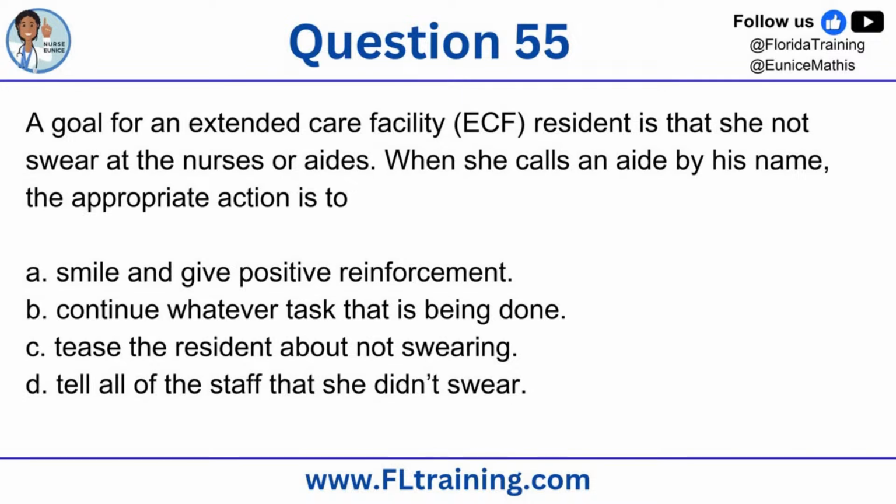A goal for extended care facility (ECF) residents is that she not swear at the nurses or aides. When she calls an aide by his name, the appropriate action is to A. Smile and give positive reinforcement. B. Continue whatever task is being done. C. Tease the residents about not swearing. D. Tell all of the staff that she didn't swear.